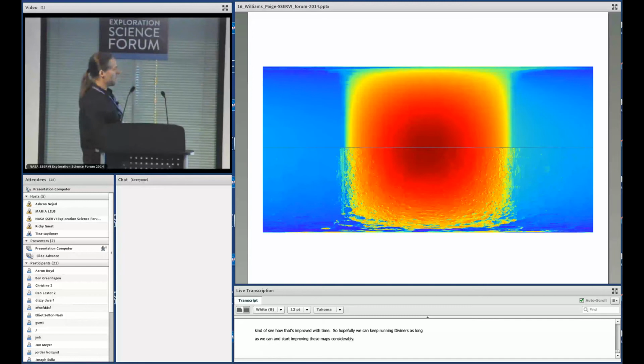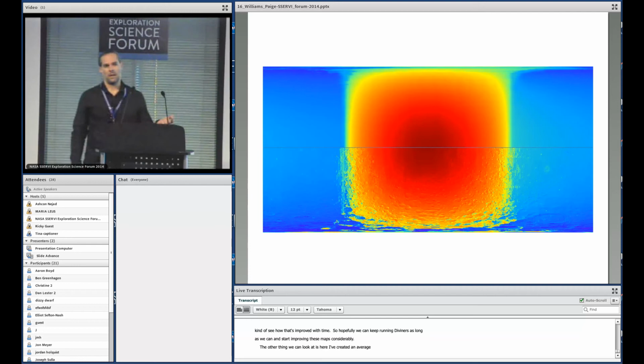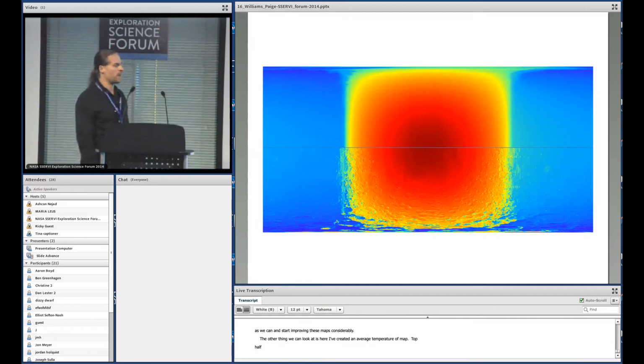The other thing we can look at is, here I've created an average temperature map in the top half, where I've longitudinally averaged the diurnal curve and gone through the same process of creating these maps. And so you can see in an average sense what the lunar surface temperatures are when the subsolar point is at 0 longitude. And here you can really see how the topography drives the temperatures at low sun angles.